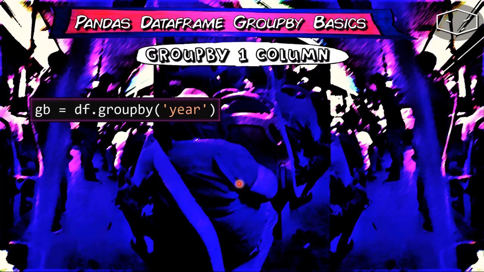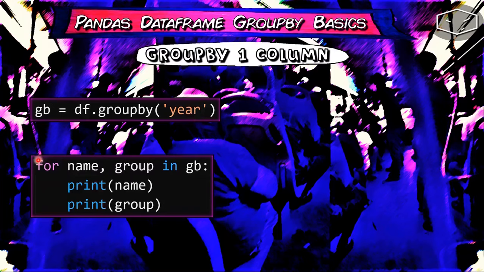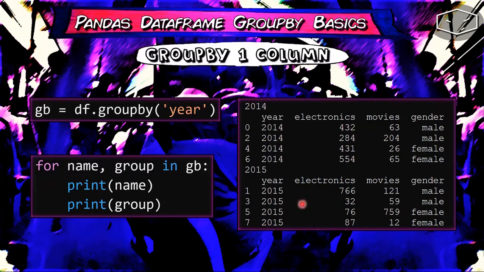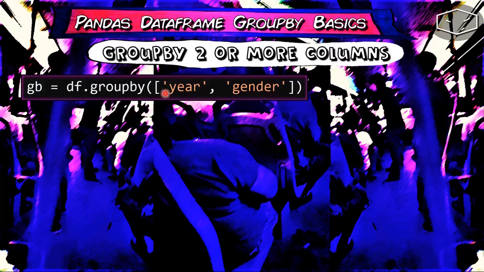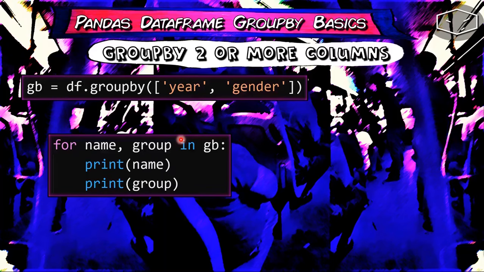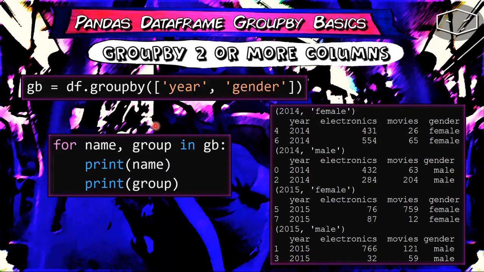Let's review. To do a group by, we just need to call this function group by. We pass the string that is the name of the column that we want to group by. Then we have to use a for loop to print the name and the group itself. We will get something like this. To group by two or more columns is very similar, but instead of passing just one string, we pass a list of strings that are the names of the columns that we want to group by. We have another for loop to do the same job as the previous one.